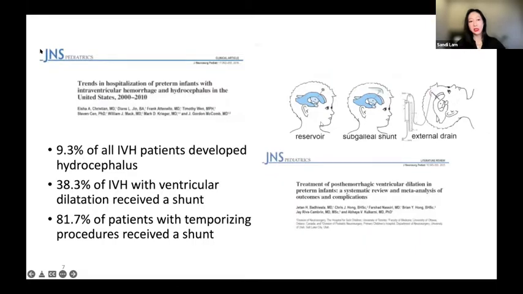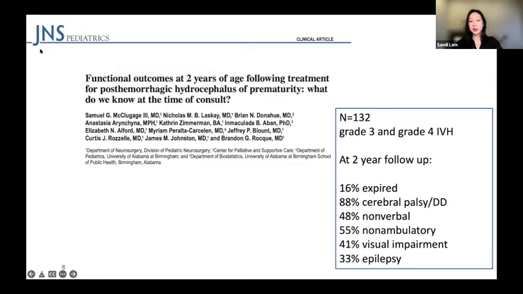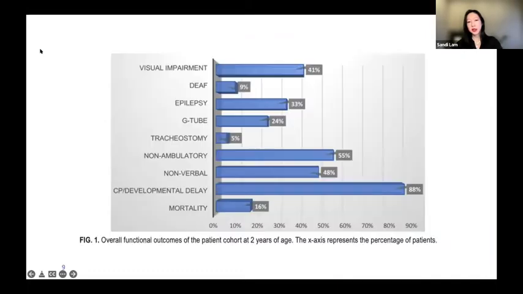So when you look at just trends in hospitalization in the US, the higher the grade of IVH, the higher the healthcare utilization burden, and the higher the associated morbidity. So when you look at functional outcomes of children with preemie IVH, what do we know? We know that the higher the grade, there's a very high risk of cerebral palsy, of communication issues, of motor issues, not being able to ambulate, visual impairments, and epilepsy. This is that in graphical format.